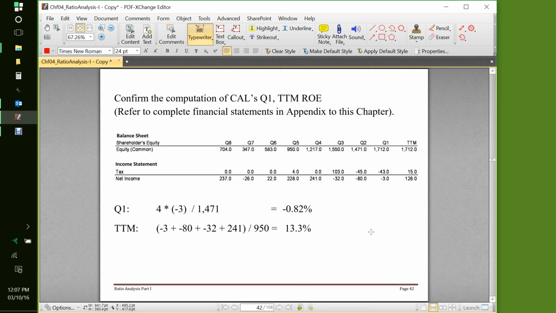All right, so now I just want to make sure that we can compute these numbers.